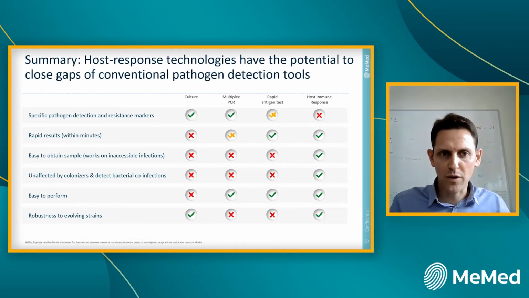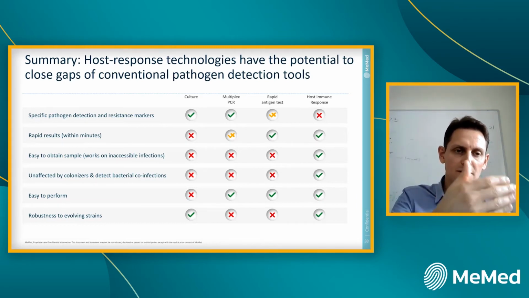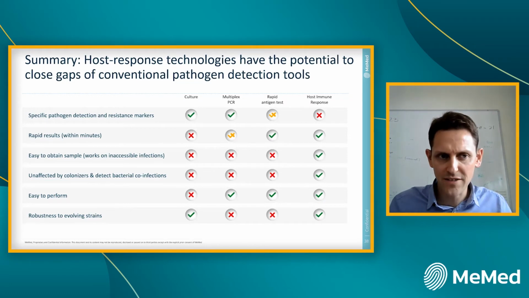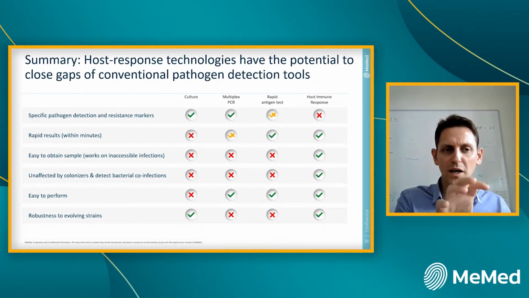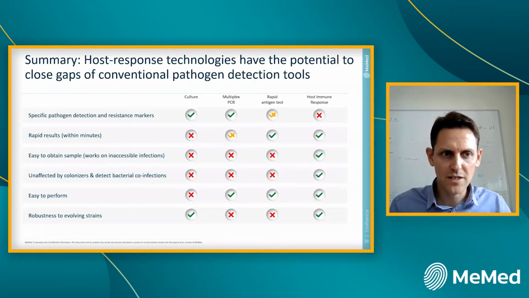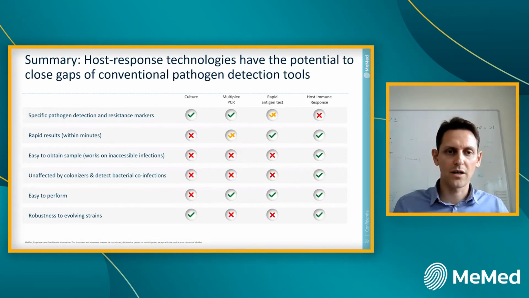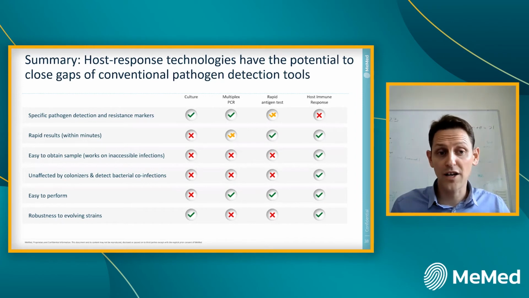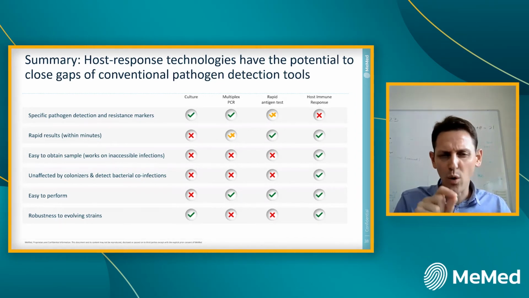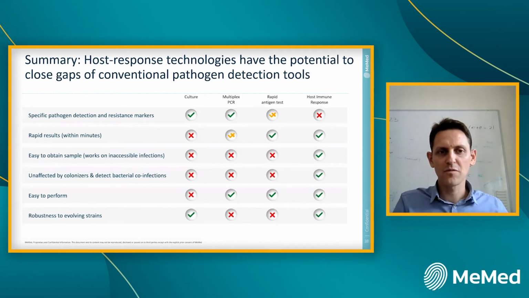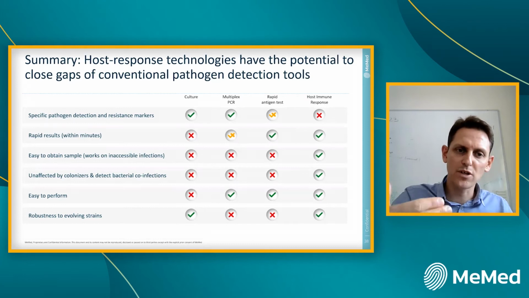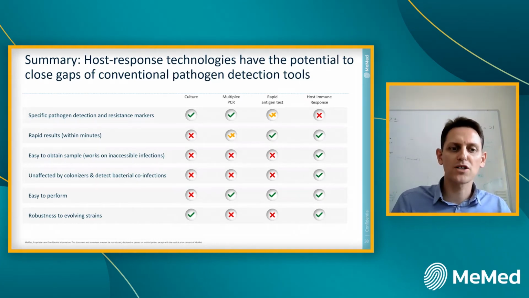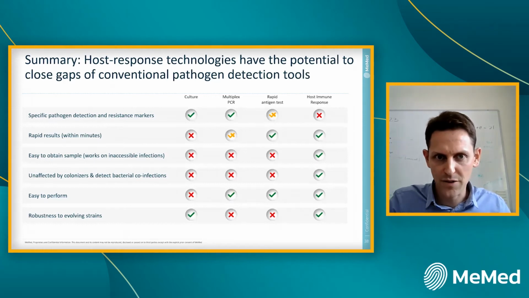Where you do want to use host response is to try to close the gaps in some of these other elements. You can get the results extremely fast, within minutes, particularly if you're focusing on proteins; you can get it within 10-15 minutes. It works on inaccessible infections, pneumonia, suspected lower respiratory tract infections in general, fever without source, because the immune system circulates throughout the entire body. It is unaffected by colonization, and importantly, it can detect bacterial co-infections in viral positive PCRs. So it really supplements what we have today. Pretty easy to perform, and it is robust to evolving strains of bacteria and viruses.